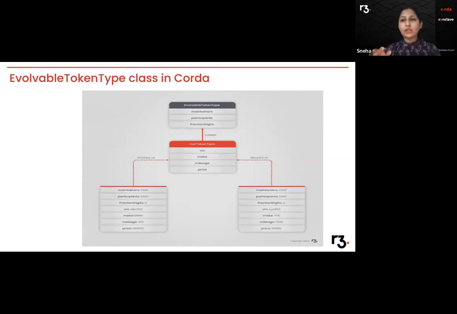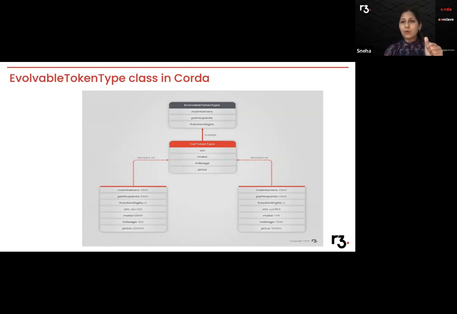And using evolvable token type, which ultimately internally is a linear state, that's why it helps you track the latest current version of the token state. So basically, you can represent a car, which is an evolvable asset, using the evolvable token type interface.